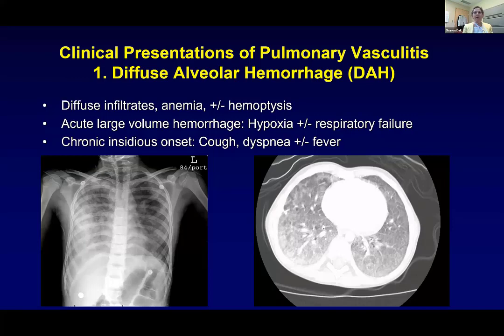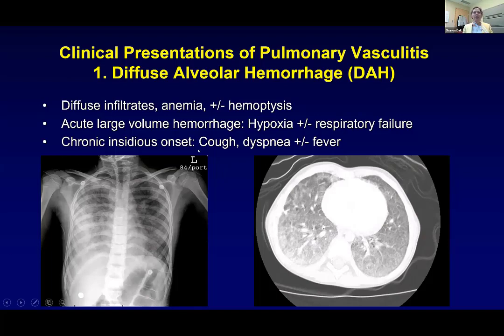And so remember that your alveolar surface area in an adult is the size of a tennis court. Remember that from medical school? So you can have an awful lot of blood filling the alveolar spaces and have a very low hemoglobin and not have any hemoptysis. So it's quite different than the type of bleeding you see in cystic fibrosis, where you have bronchial artery bleeding at a systemic level and you get hemoptysis.